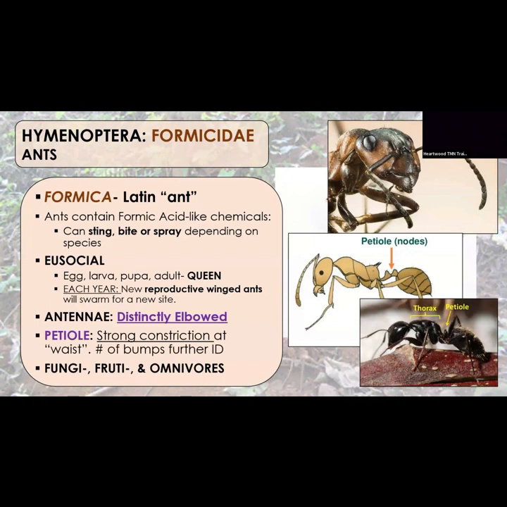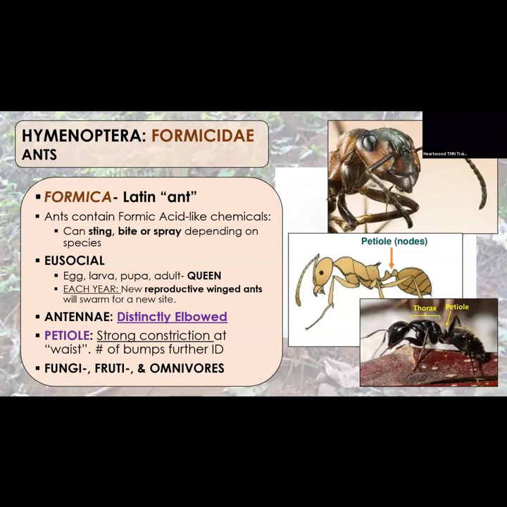And then what's unique to ants? So we're talking about those little waists in hymenopterans. Ants have bumps, or petioles, on their waist. And whether they have one petiole or two helps further classify them. But those are traits unique to ants: having those petioles on them, and having that strong constriction.